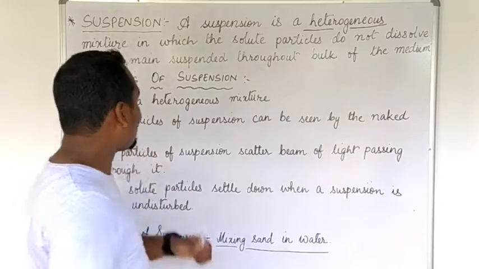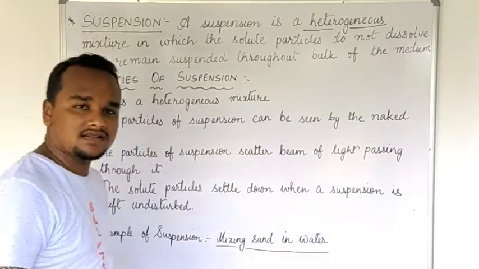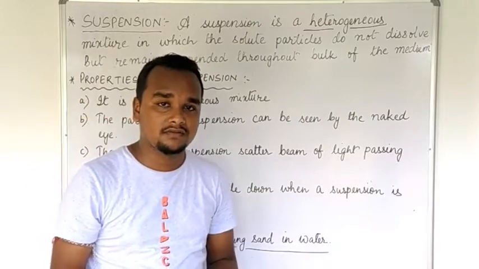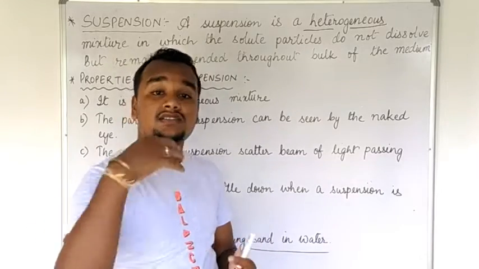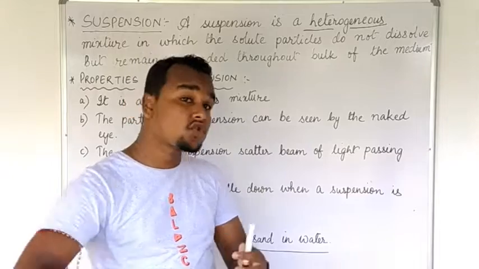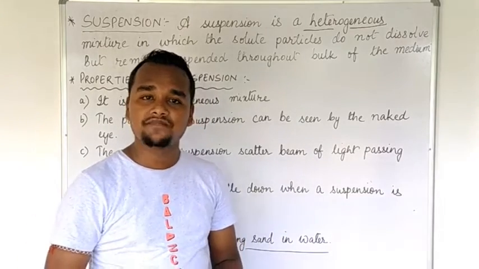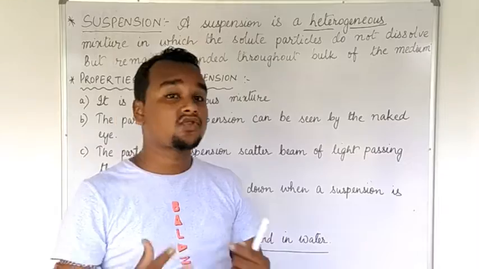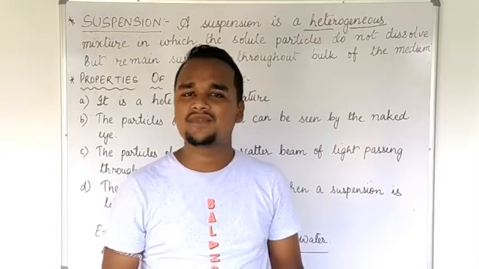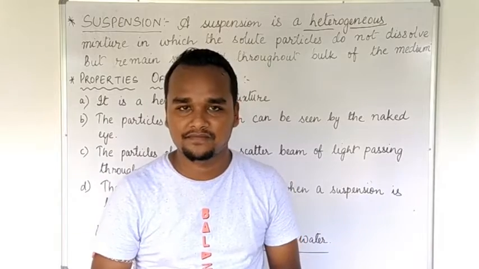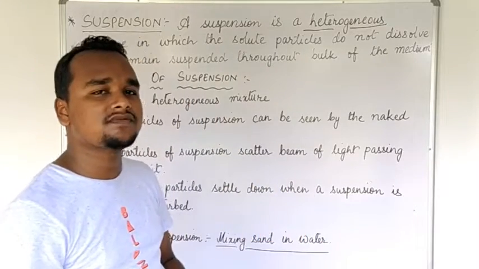Clear? So now let us understand the properties of suspension. What is an example of suspension? Sand with water, chalk powder with water. In these two examples, the solid particles are not at all dissolving in the solvent. Once it dissolves, it no longer remains a suspension. Clear? So let us see the properties of suspension.